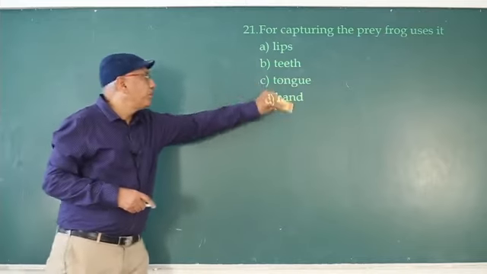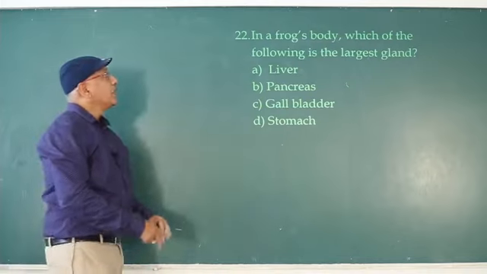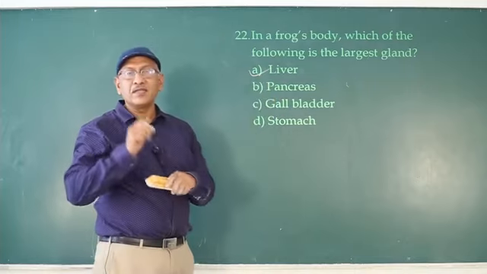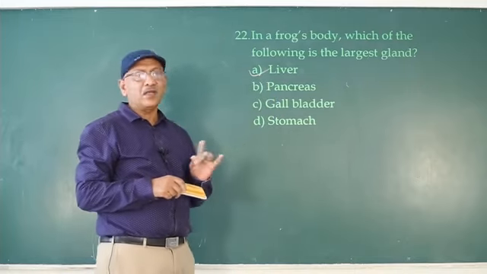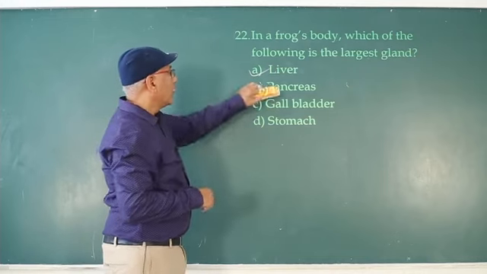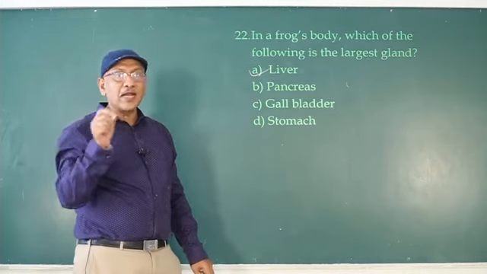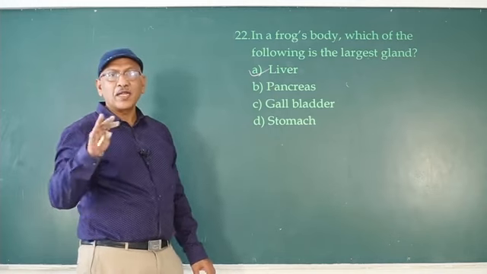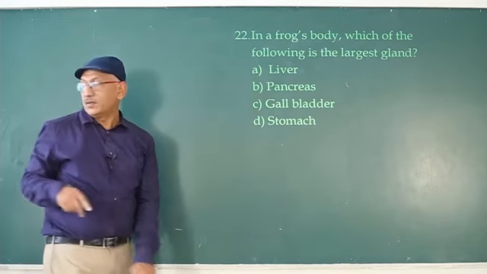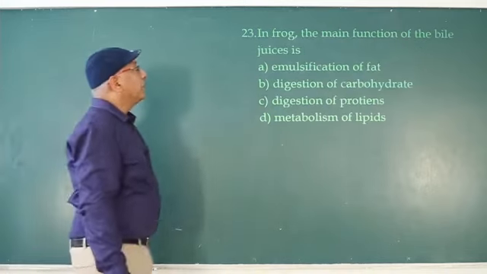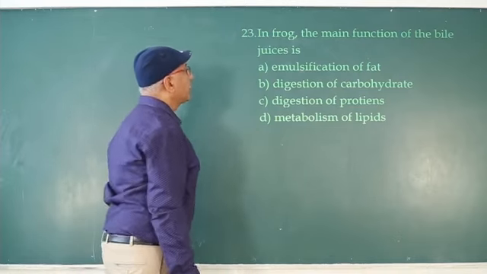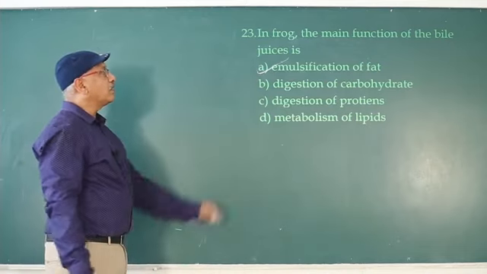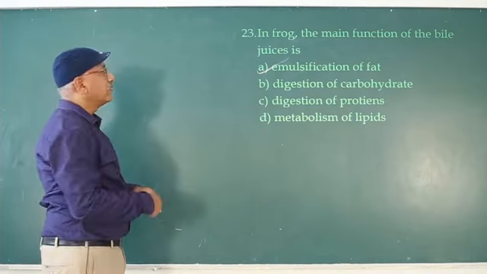Next question. In a frog body, which of the following is the largest gland? In all animals, liver is the largest gland. What is pancreas? Pancreas is a mixocrine gland or heterocrine gland. Mixocrine means partly exocrine, partly endocrine. In frog, the main function of the bile juice is emulsification of fat.